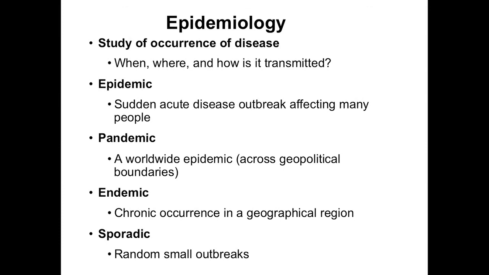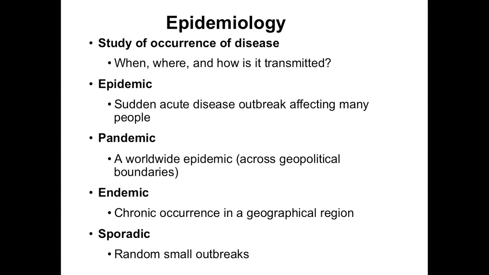So epidemiology is the study of occurrences of diseases. An epidemic is a sudden acute disease outbreak affecting many people, so it's within a localized area. A pandemic is a worldwide epidemic. And then an endemic is a chronic occurrence in a geographical region.